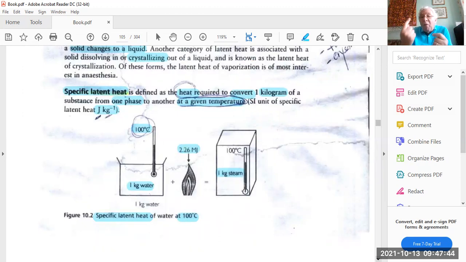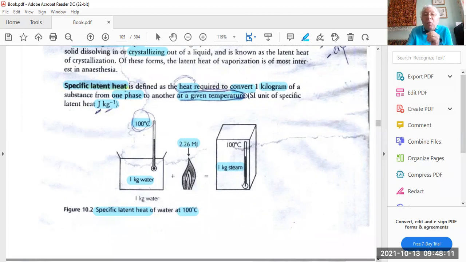It's the amount of heat required to convert 1 kilogram of a substance from one phase to another at a given temperature. This is why the unit has only 2 items, because the temperature has not changed. So the unit is joule for each kilogram. We can see from the figure that we have 1 kilogram of water at a temperature of 100. We want this 1 kilogram to be vapor at the same temperature. How much heat would we need to create this situation? We only need 2.26 megajoule.